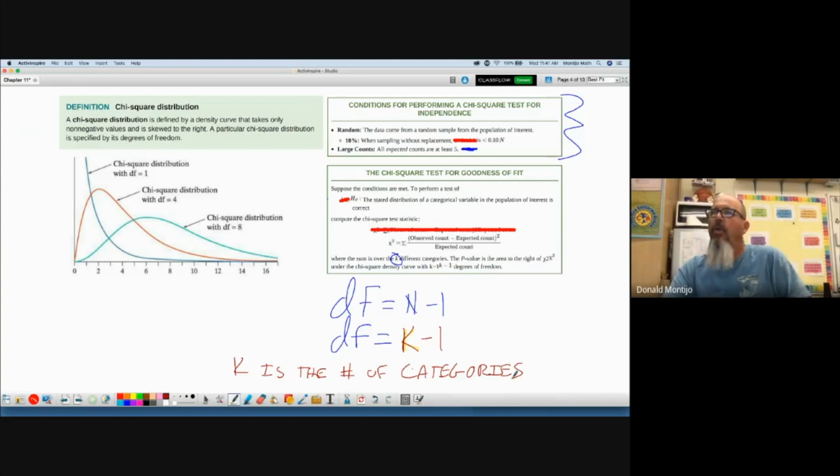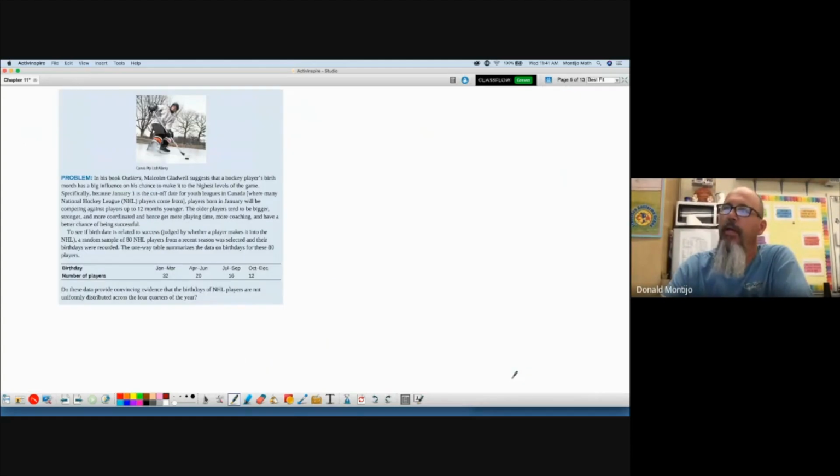All right, so what does the distribution look like? Very skewed to the right. Okay. What are the conditions? Random. Did they tell us or not? 10%: is the population at least 10 times the size of the sample? And all expected counts are at least 5. That's the new condition that we haven't met yet. Okay. Well, let's take a look at a problem here, and let's see if we can put all this together.